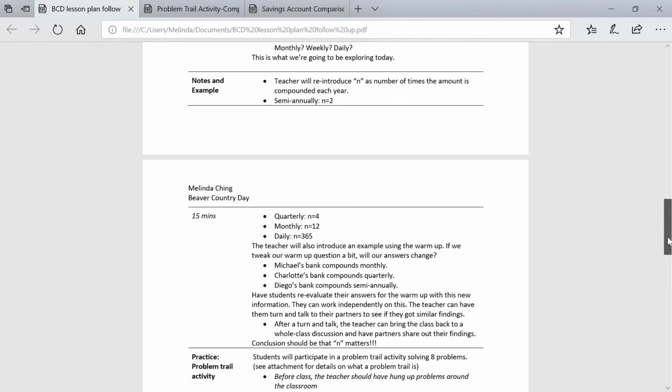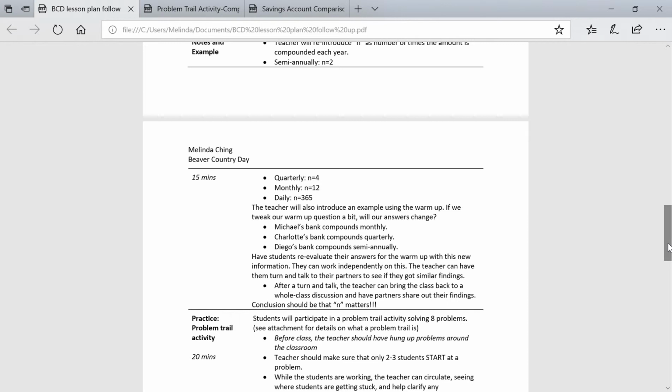So we will take about 15 minutes discussing these notes, and I'm actually going to have them redo the warm-up question, given that Michael's bank compounds monthly, Charlotte's bank compounds quarterly, and Diego's bank compounds semi-annually. Do their answers change? They will reevaluate their answers for the warm-up with this new information. They can work independently on this, or they can work in groups if they have questions, to see and validate their answers with each other.